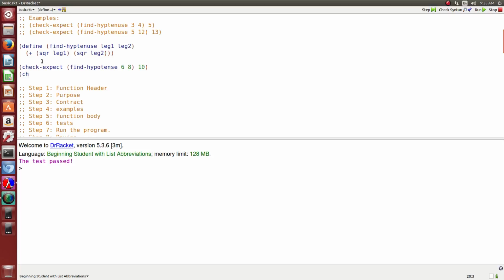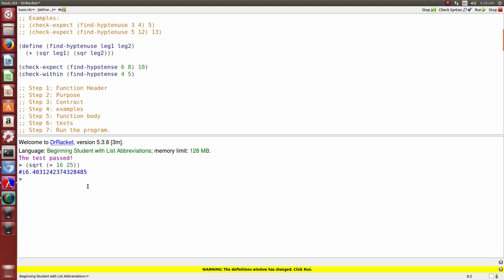If I really want to, I can do a check within, since the square root of a number isn't always a nice number. So for instance, if I was going to be doing, let's say, 4 and 5, well, I don't really know what the square root of 16 plus 25 is. So let's just find the square root of 16 and 25.